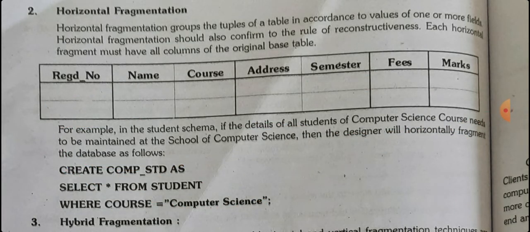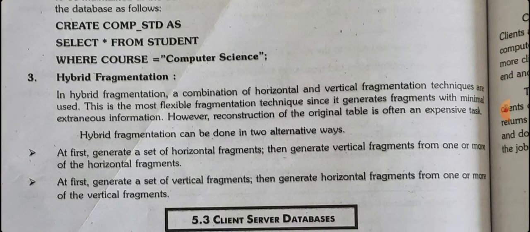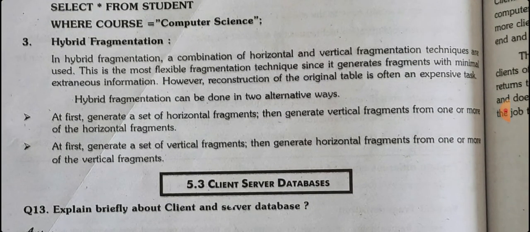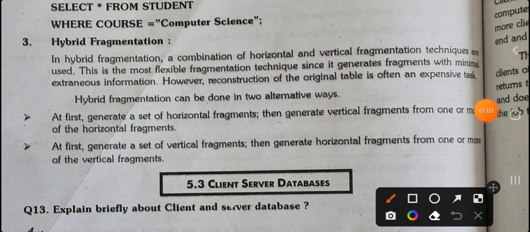The third one is hybrid fragmentation. It takes the features of vertical fragmentation and horizontal fragmentation, so that both features are maintained. A combination of horizontal and vertical fragmentation techniques is used, and it is flexible for maintaining the fragmentation. It can divide the table into rows as well as into columns.